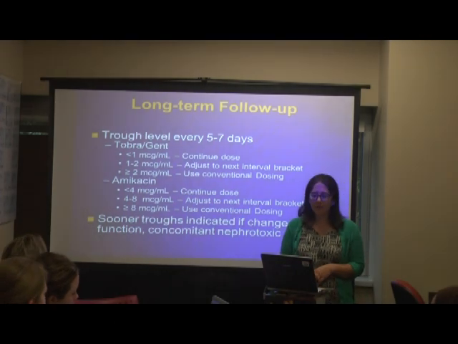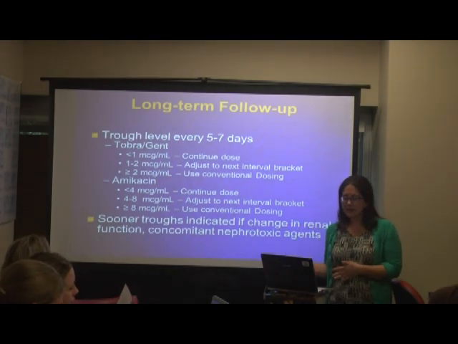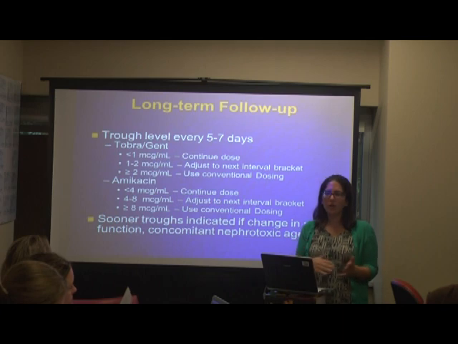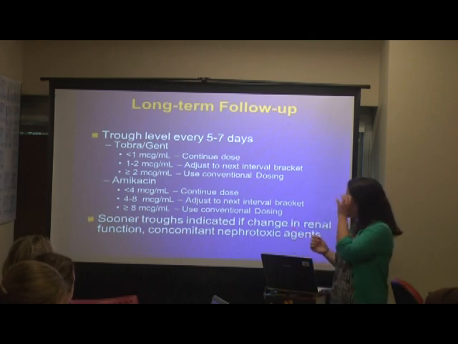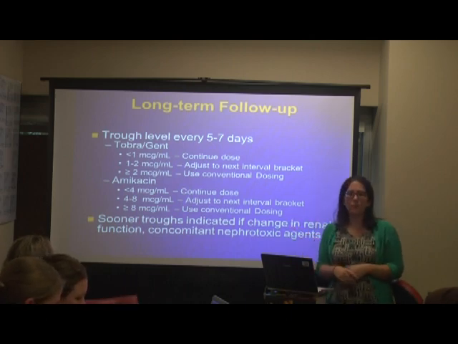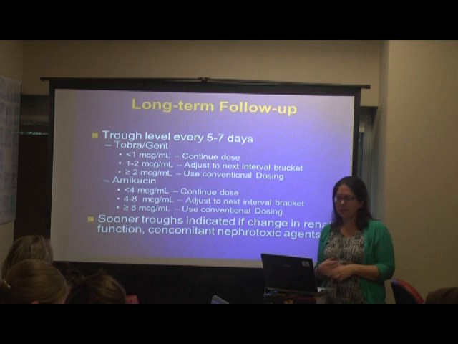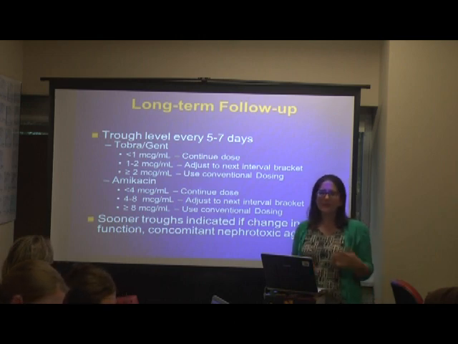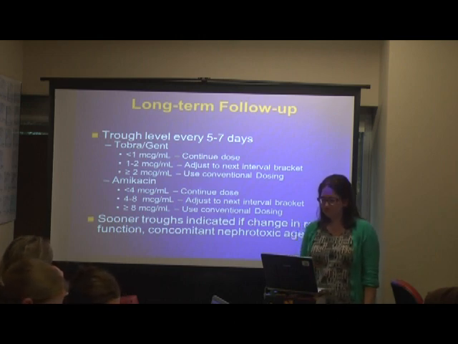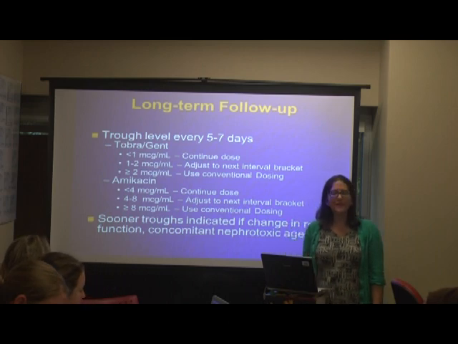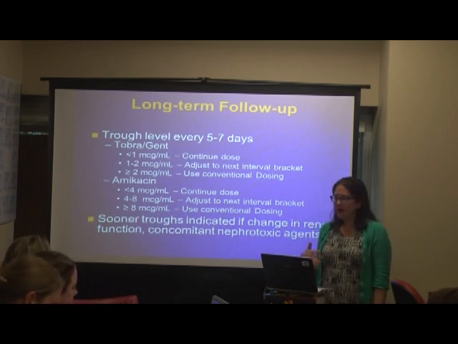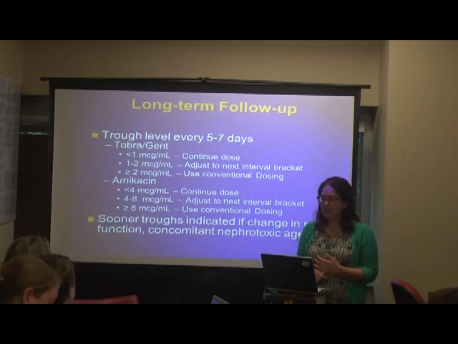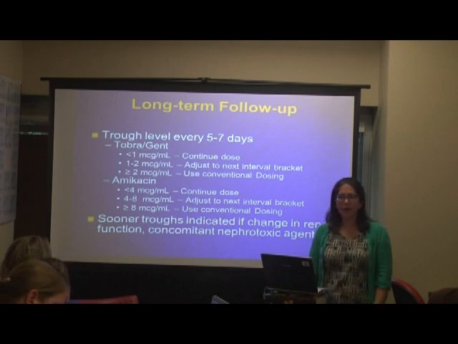And generally, we want to get trough levels every 5 to 7 days after that. So after we get that one random, we're good to go. If we're going to continue therapy, then you can just get trough levels about every week. And then there's recommendations here. For tobramycin and gentamicin, less than 1, we continue. If it's greater than 1, then we need to make adjustments. And with amikacin, our goal is less than 4. Now you may get sooner troughs than every 5 to 7 days if patients have any kind of change in renal function or they're on concomitant nephrotoxic medications.